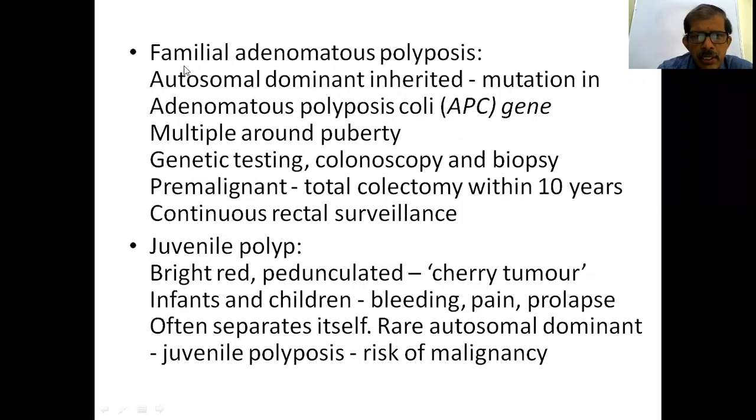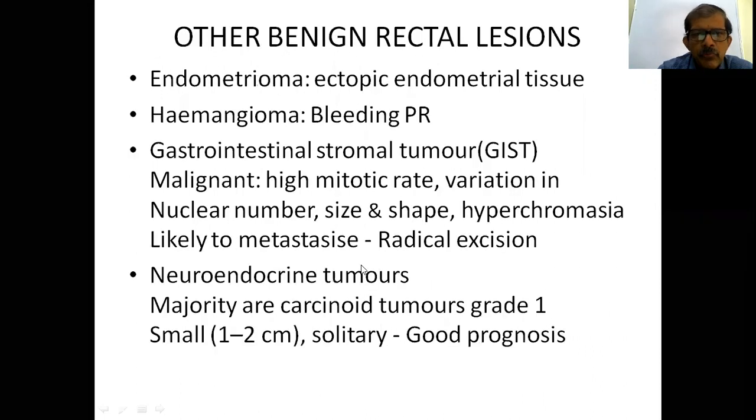So familial adenomatous polyposis, already we discussed FAP, that is due to the APC gene. And juvenile polyp, so this is cherry, whereas that is strawberry inflammation. So two types of fruits you have to remember in the rectum. It can cause bleeding and other problems.